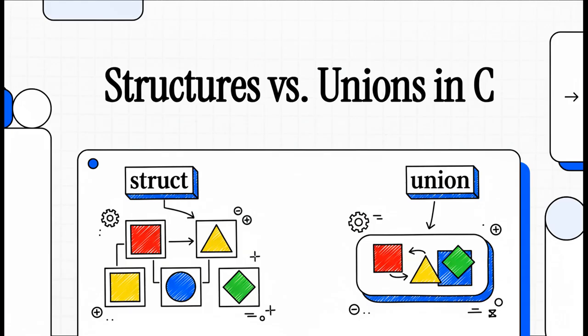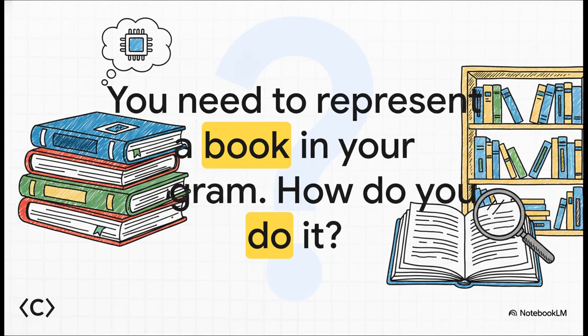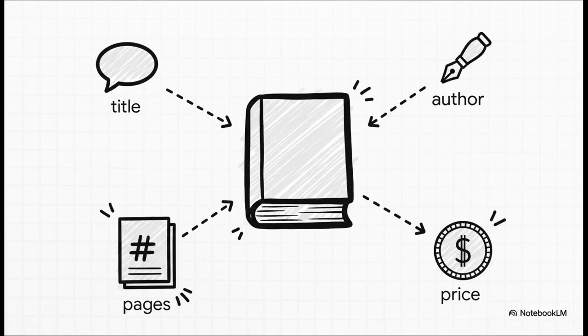Let's get into it. So let's just start with a really practical problem. Picture this. You're building some software for a library, and you need to represent a book. Simple enough, right? But how do you actually store all the different pieces of information about one single book inside your code? Well, a book isn't just one single piece of data, is it? It's a whole collection of things.